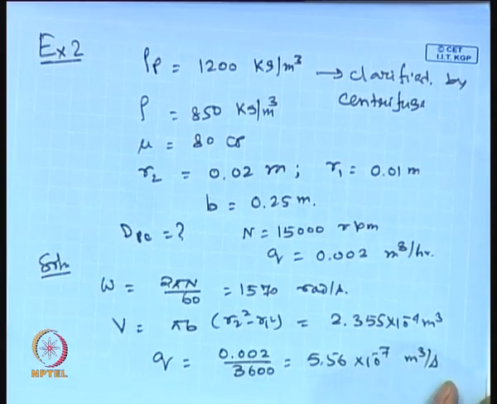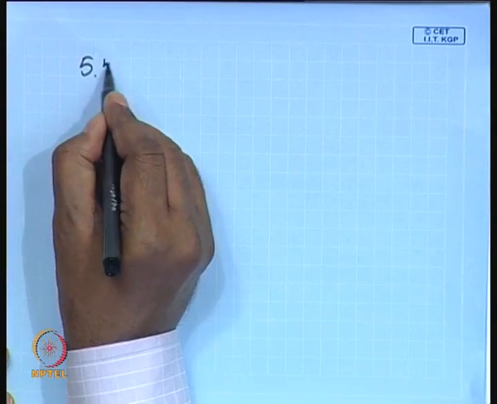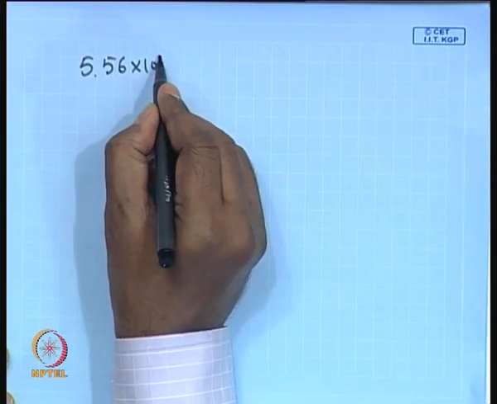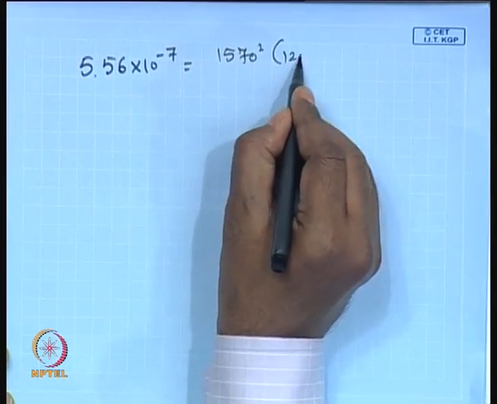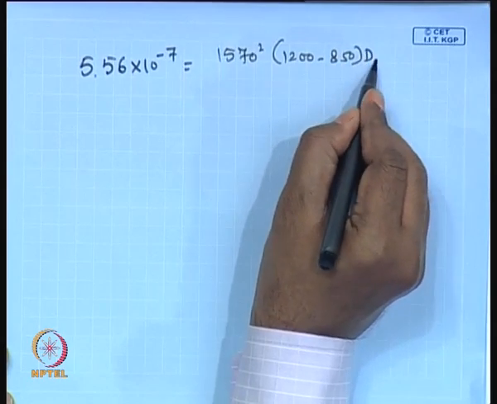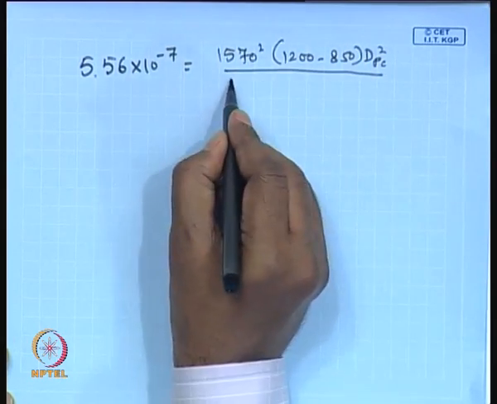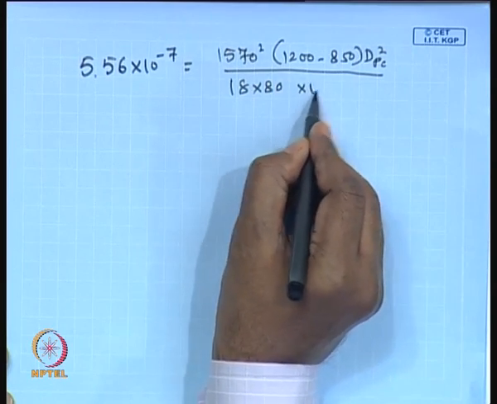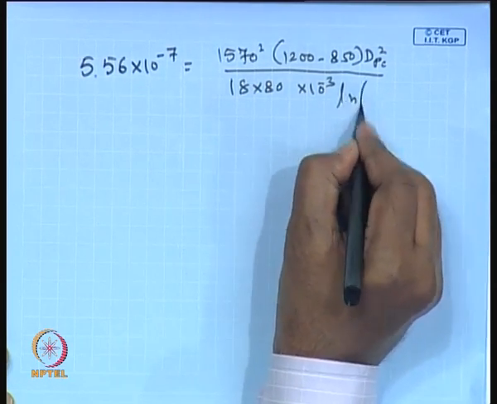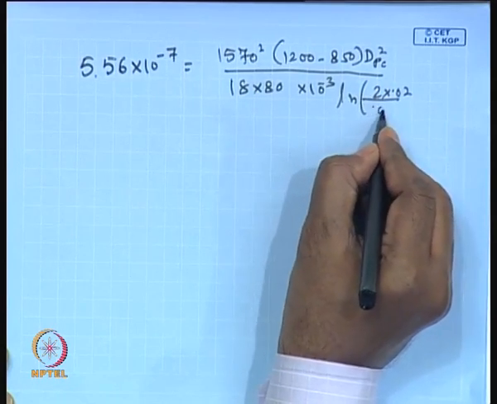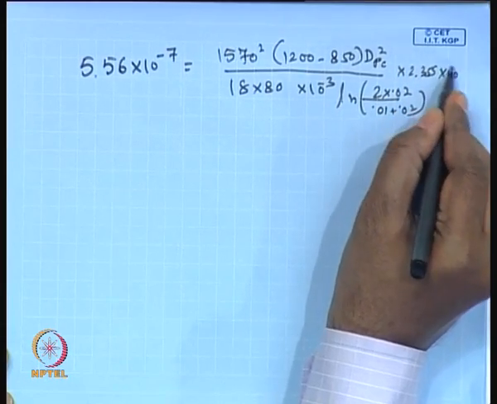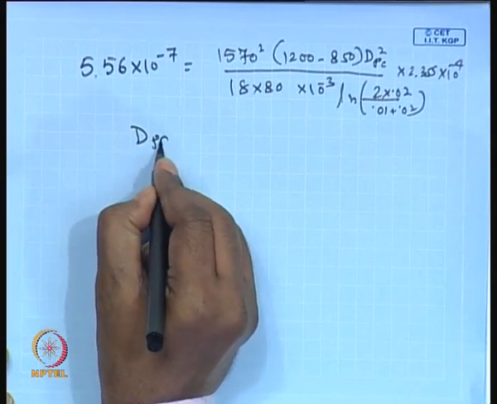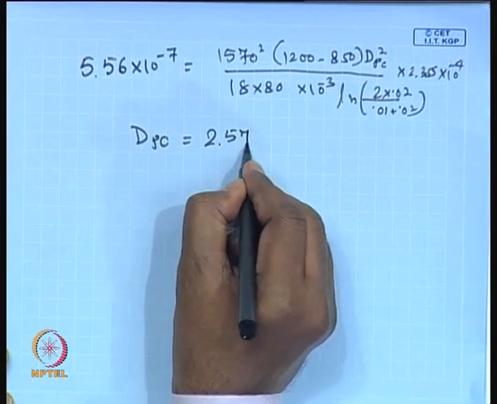Okay. Now, if you put all these values in your governing equation for dPc, this turns out to be 5.56 into 10 to the minus 7 is equal to 1570 square, 1200 minus 850, into dPc square, divided by 18 into 80 into 10 to the minus 3, that is mu, ln of 2 into 0.02 divided by 0.01 plus 0.02, multiplied by 2.355 into 10 to the power minus 4. If you calculate dPc, it turns out to be 2.57 micron.